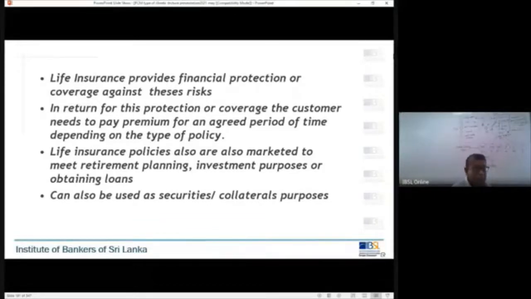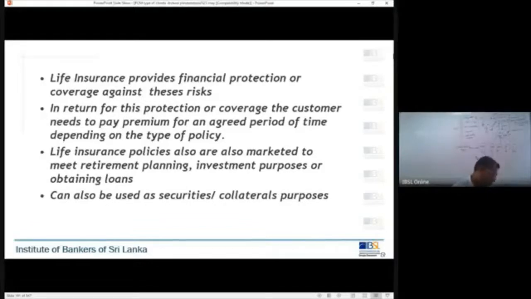But remember, banks are not going for life insurance themselves. Insurers are separate companies, because you need to fulfill certain requirements to be an insurer, right? The bank also can do that. The only thing is, bancassurance means the bank is also involved in the insurance business.